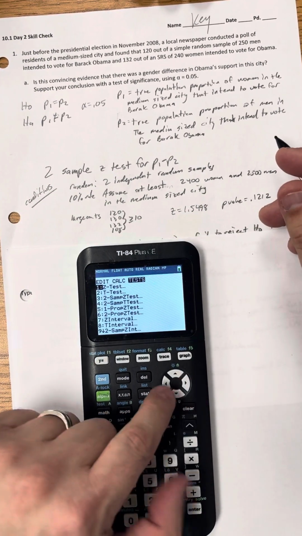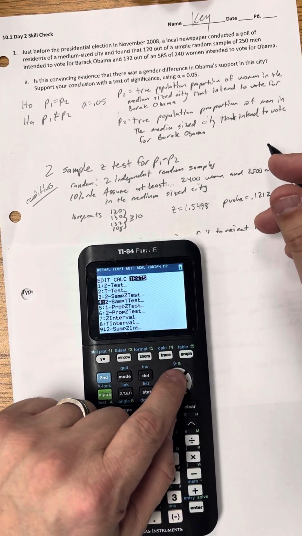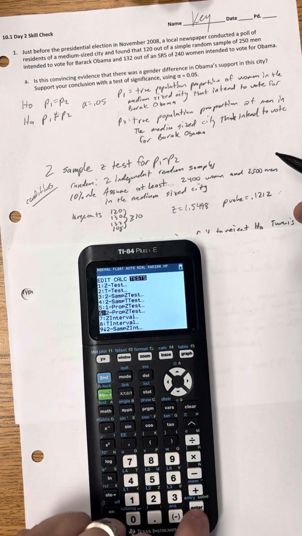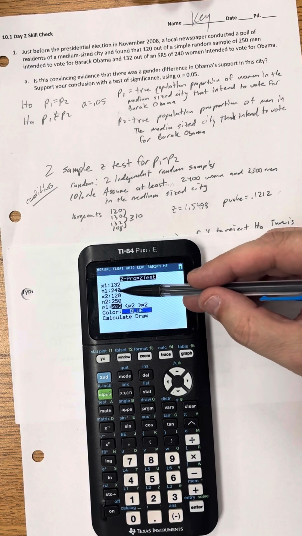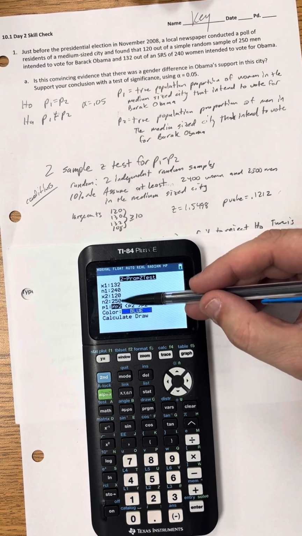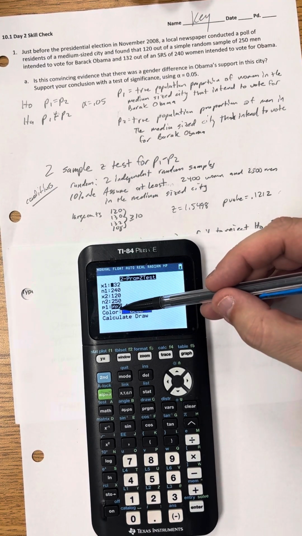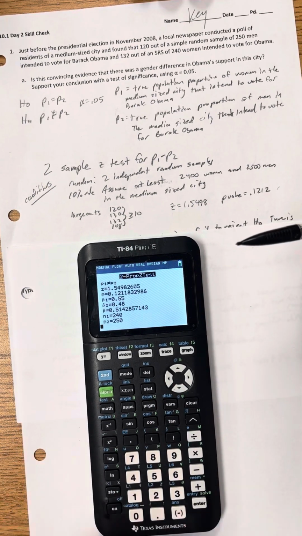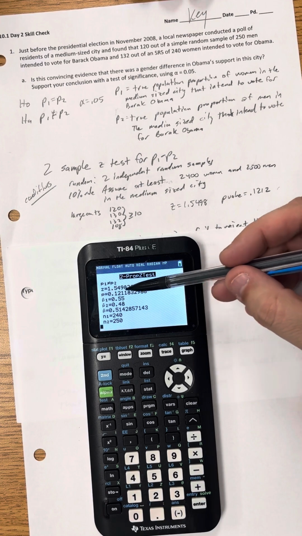So I'm going to go stat test. It's a 2 prop Z test, excuse me. And I hit enter. And again, I got my ladies first and then the fellas second. And I'm trying to show that it's not equal, not greater than or less than. And slide down, hit enter, and then there's my Z.